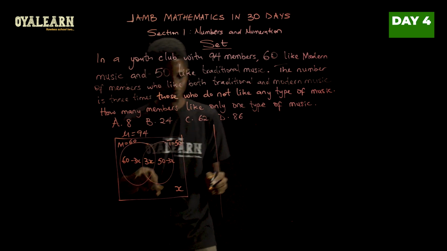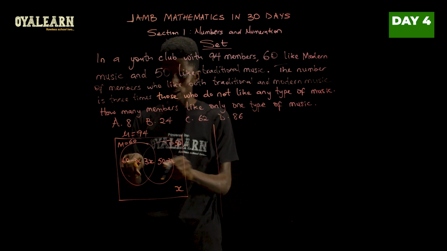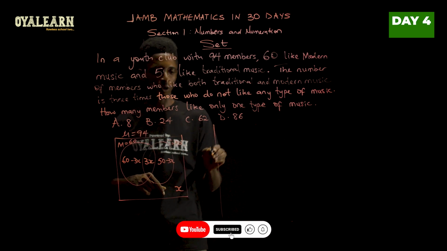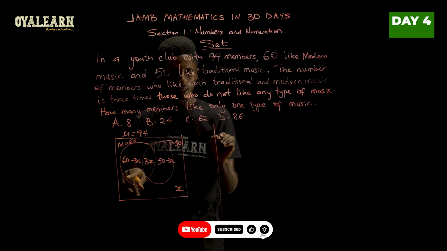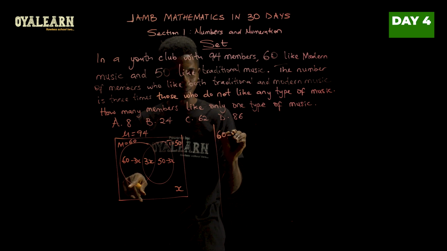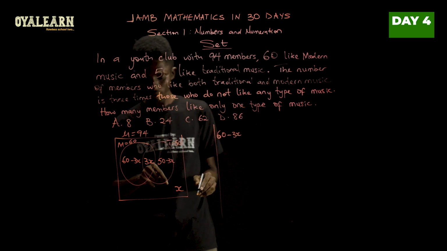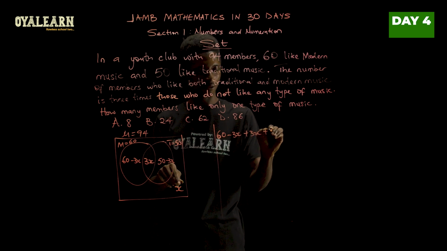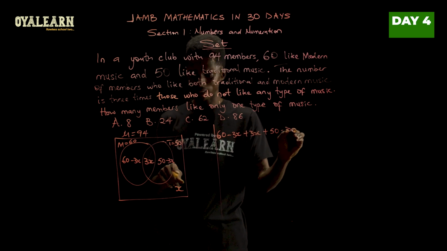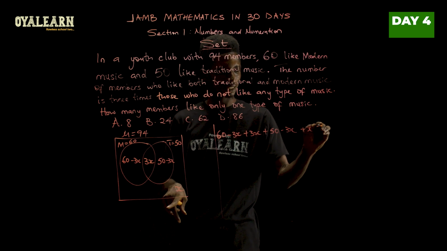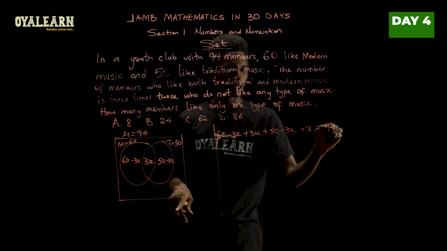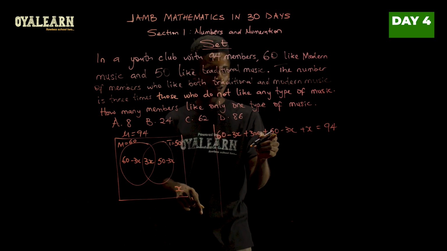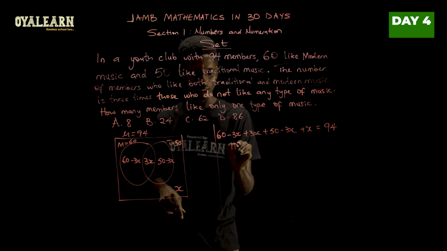So let's solve. To find the value of x, we have to add everything within this set and equate it to 94. That is, 60 minus 3x plus 3x plus 50 minus 3x plus x all give us 94. Now 60 plus 50 would give us 110.